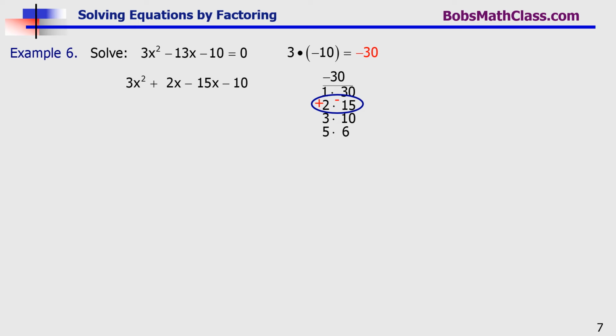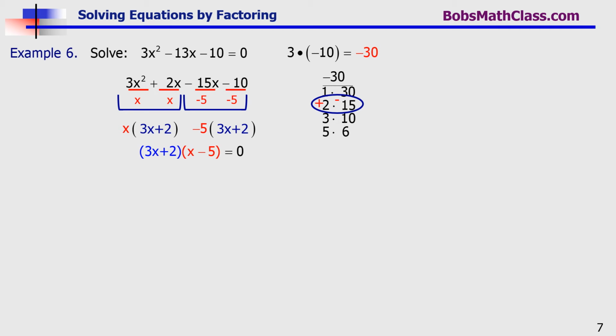Then factor by grouping. You can factor an x from the first pair. That'll give you 3x plus 2. And then from the second pair, you could factor a 5. Oh, but the first term is negative, so it'll be negative 5. Again, 3x plus 2. Good thing those match. If they don't match, then we've made a mistake. We've got to figure out where we went wrong. So it'll be 3x plus 2 times x minus 5 equals 0.